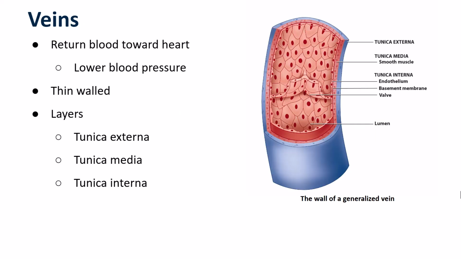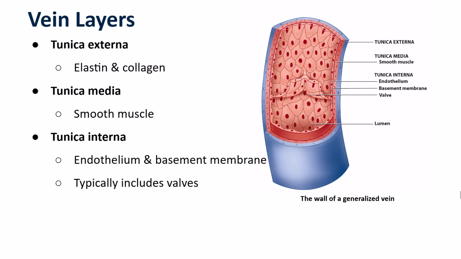On the other side of microcirculation beyond the venules, we have veins. And veins, as vessels, return blood to the heart. They have lower blood pressure, they are more thin-walled than arteries, and they still have the same 3 layers, the tunica externa, media, and interna, but they look a little differently. So let's take a look here.